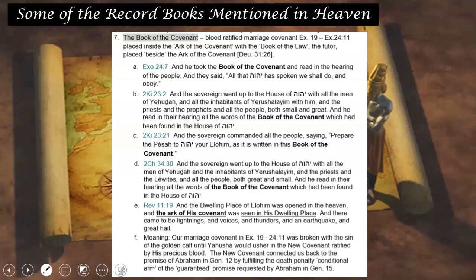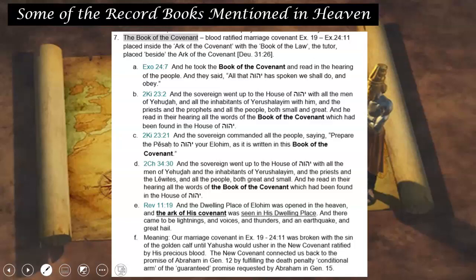2 Kings 23 continues in verse 21. And the sovereign commanded all the people, saying, prepare the Pesach to Yahweh your Elohim, as it is written in this book of the covenant. 2 Chronicles. And the sovereign went up to the house of Yahweh with all the men of Judah and the inhabitants of Jerusalem, and the priests and the Levites and all the people, both great and small. And he read in their hearing all the words of the book of the covenant, which had been found in the house of Yahweh. Revelation 11:19.